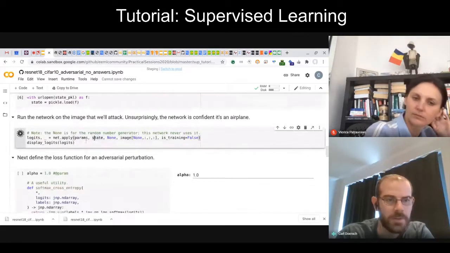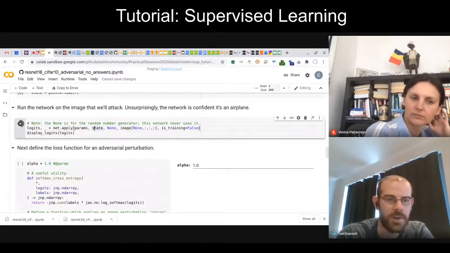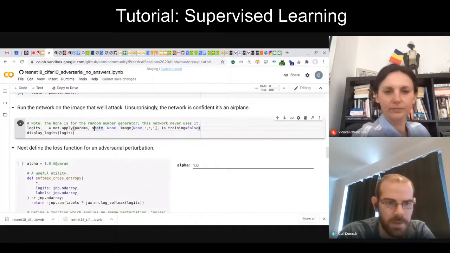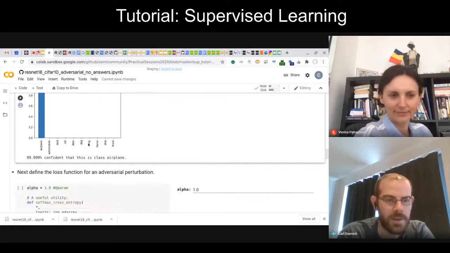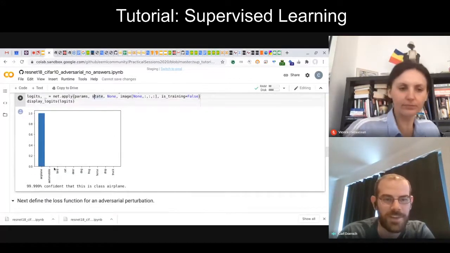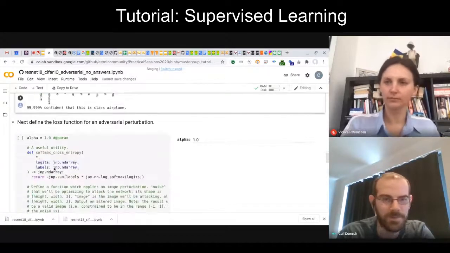And you can see that once we've run this through our network, it outputs that indeed we have an airplane. It's a training image, so it has 99.999% confidence that it's an airplane. Not surprising.